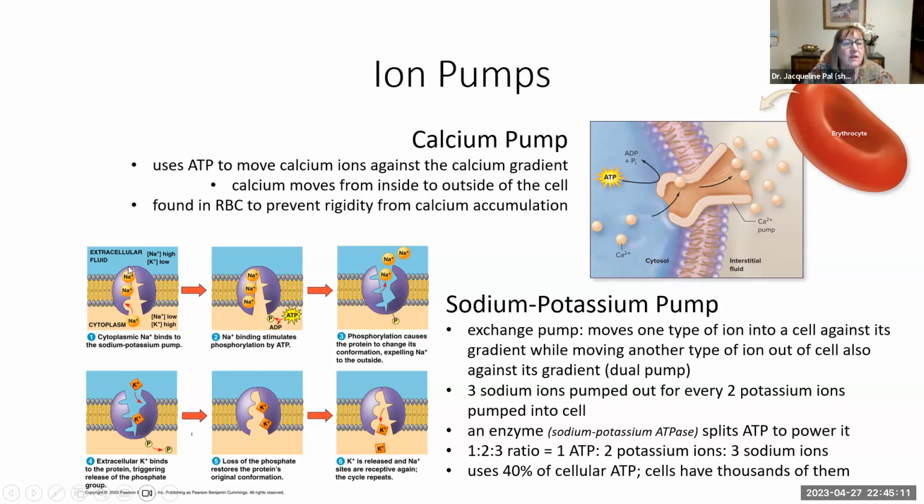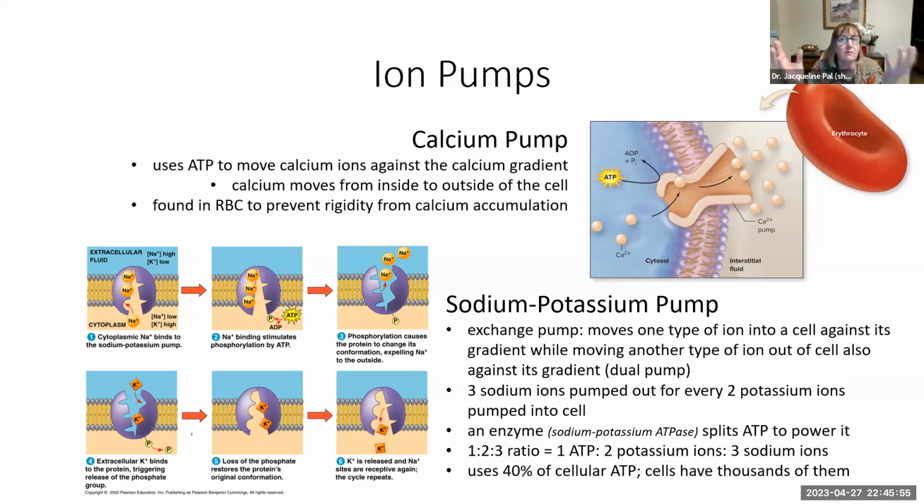So what happens is we have this transmembrane protein, and cytoplasmic sodium actually binds to it. Once we have 3 sodium ions bound to it, that stimulates the sodium potassium ATPase to split the ATP, generating an ADP and an inorganic phosphate. And that phosphate attaches to the pump itself, or phosphorylates the protein. Once that protein is phosphorylated, it changes its conformation. And now the opening, instead of being on the inside of the cell, is on the outside of the cell. So the sodium can leave the transmembrane protein.